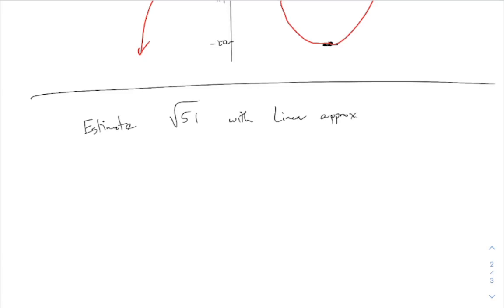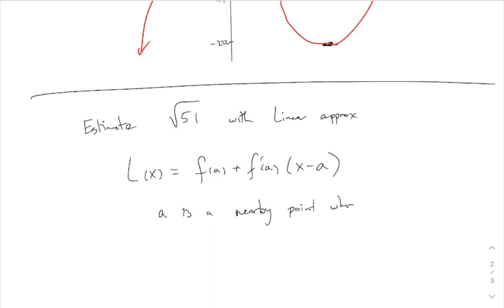All right, so first of all, the formula. Everybody needs to remember the formula. It is this. L of x, the linear approximation of x, is f of a plus f prime of a times x minus a, where a is chosen to be some nearby point. So a is going to be something close to 51, where you already know the square root of it. A is a nearby point where f of a, meaning in this example, the square root of a, is already known.